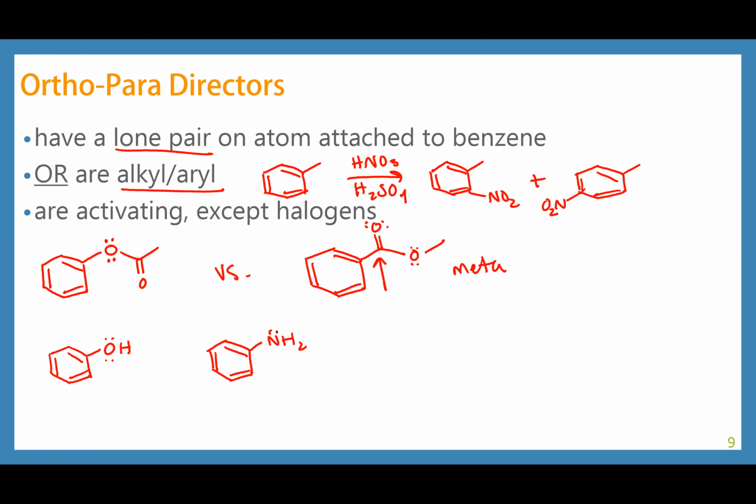These are all ortho-para directors because they have that lone pair directly attached to benzene. And then don't forget alkyl and aryl. Those tend to be confusing for people.